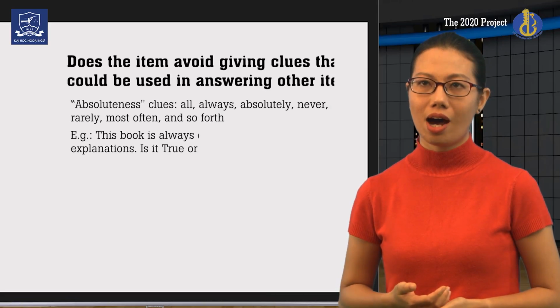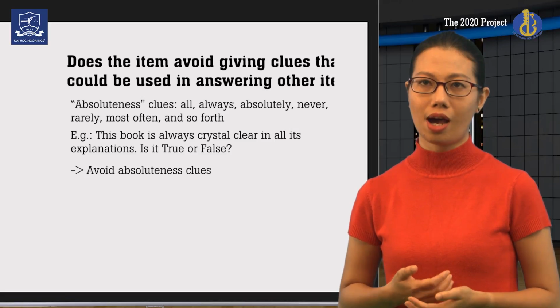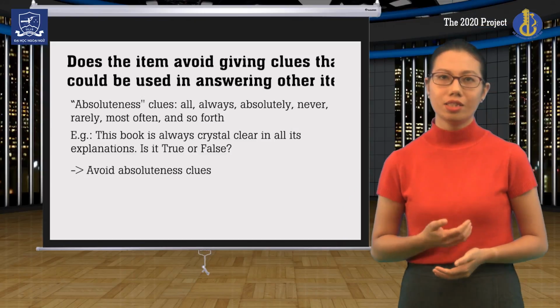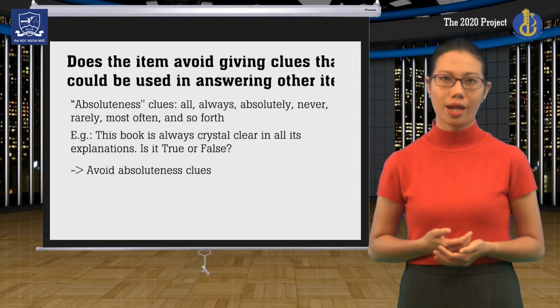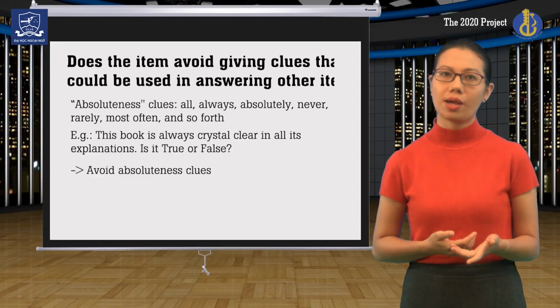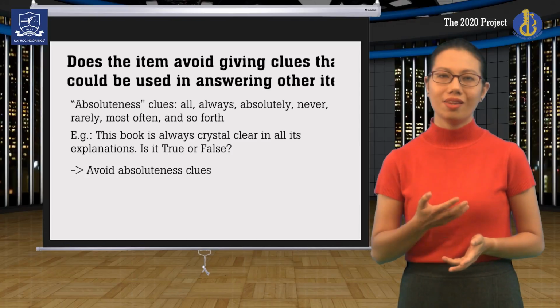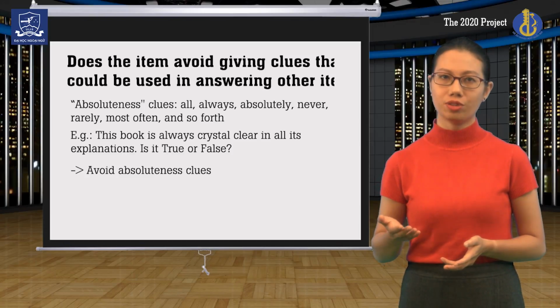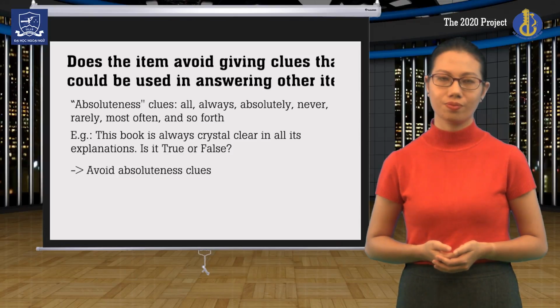Finally, does the item avoid giving clues that could be used in answering other items? Teachers should also avoid giving clues in one item that will help answer another item. For instance, a clear example of a grammatical structure may appear in one item that will help some students to answer a question about that structure later in the test.